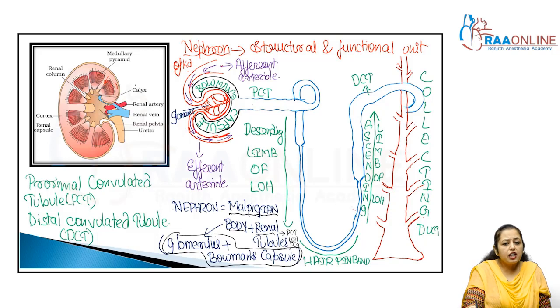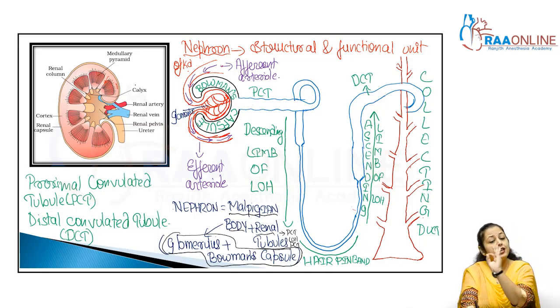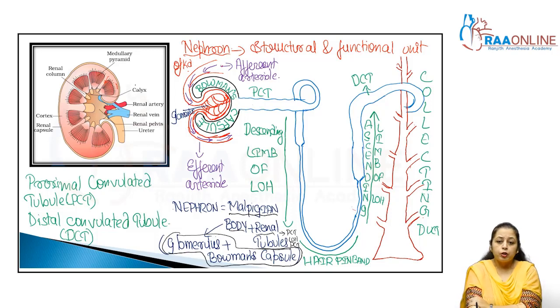Here there is a filtration barrier, and that filtration barrier is made up of three structures. It is given in NCERT. First is the glomerular blood capillaries, that is the endothelium of the glomerulus. Second is the basement membrane, and third is the epithelium of the Bowman's capsule, which is known as the podocytes. All these three structures form the filtration barrier.